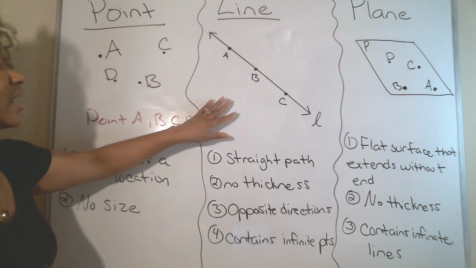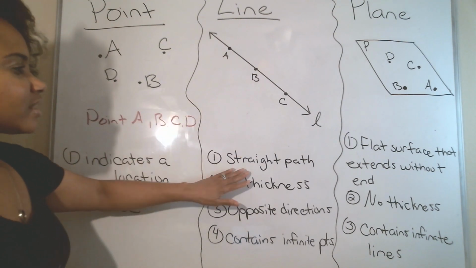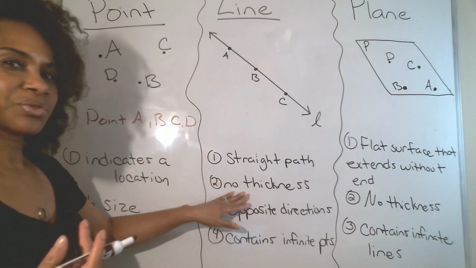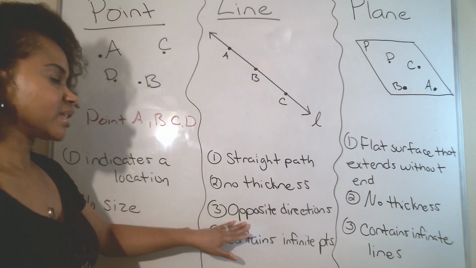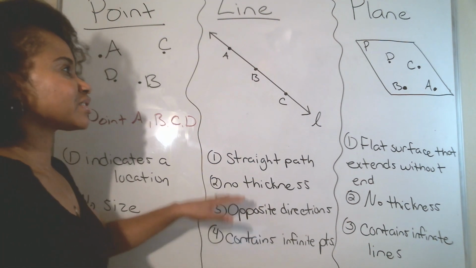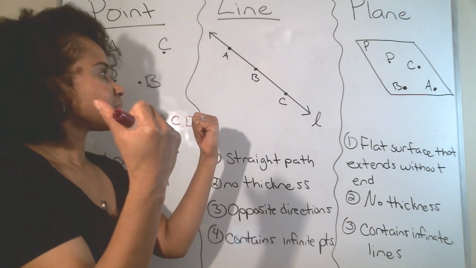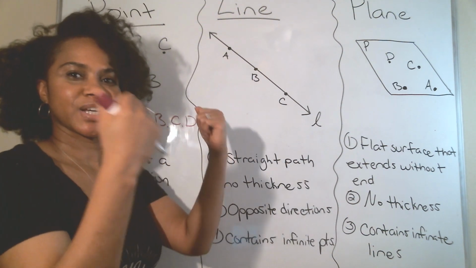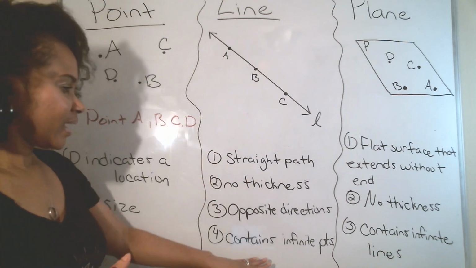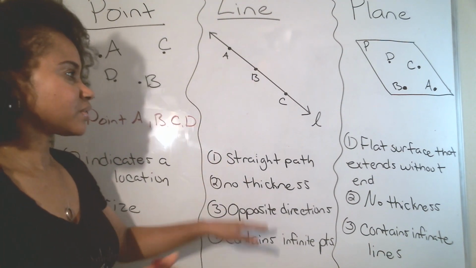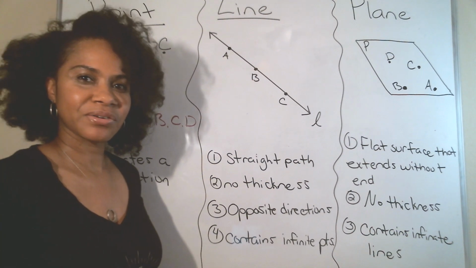Next, we have a line. It is a straight path. It has no thickness. It goes continuously in opposite directions. That's why we have the arrows here, because it goes in opposite directions continuously, or infinitely. And it contains an infinite amount of points. So again, that is why we have the arrows here.